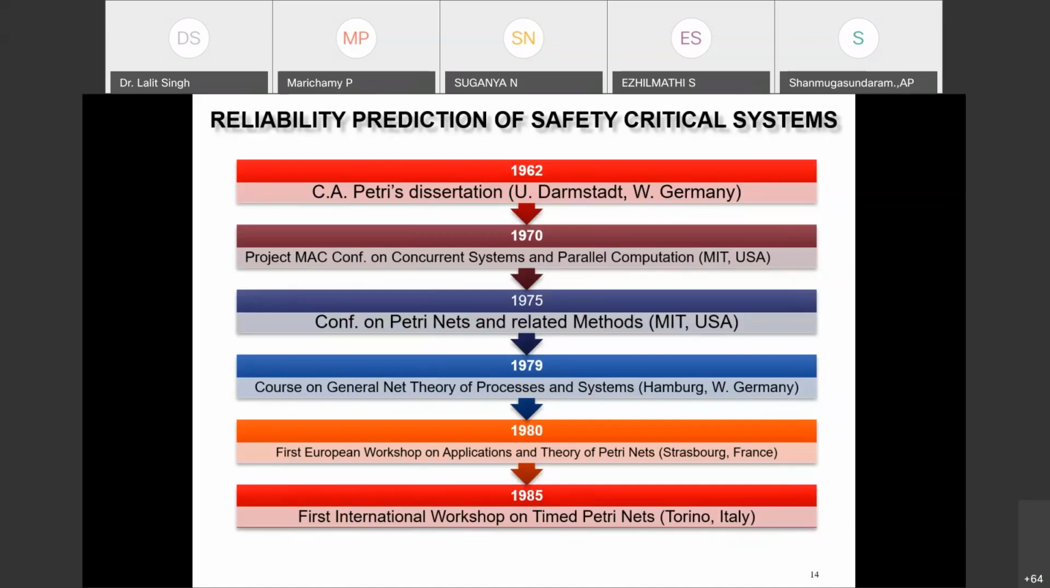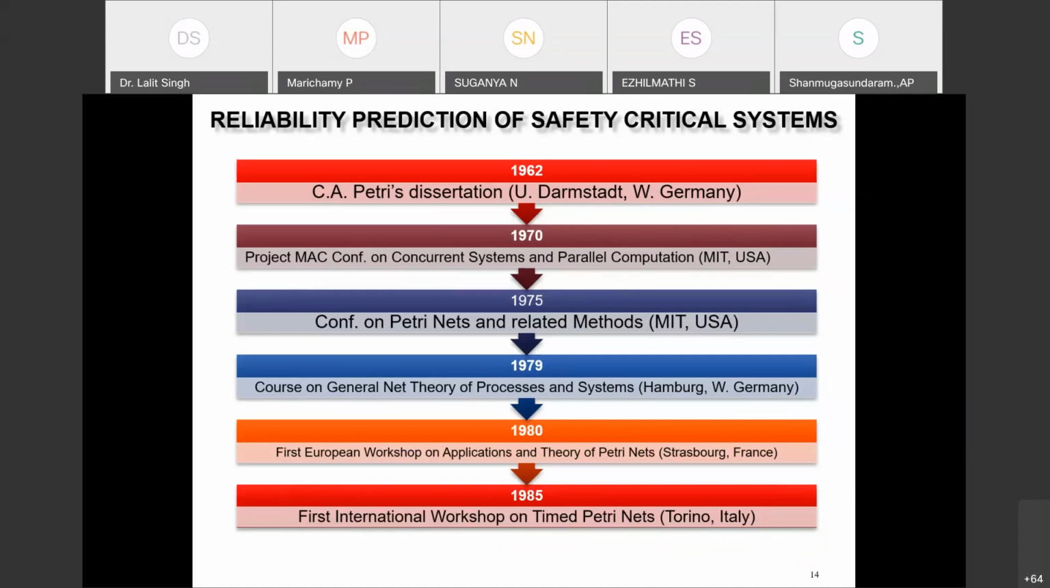And people have gone through this thesis, and then MIT USA thought of conducting a conference to evaluate this model for its applicability on concurrent processes or parallel computation, because that was the era where universities and industries were striving to work on parallel systems. And with this objective, MIT USA conducted a conference on concurrent systems and parallel computation in 1970.